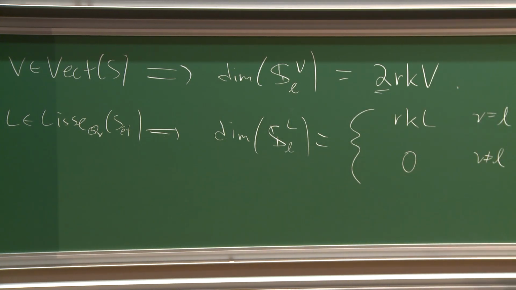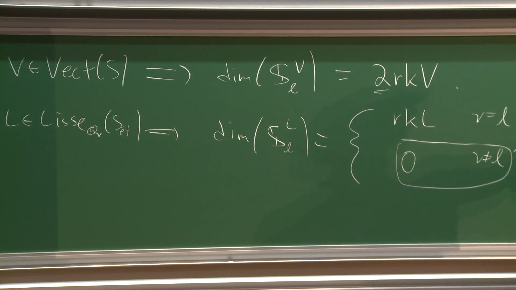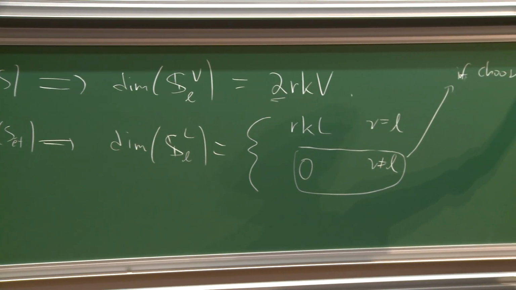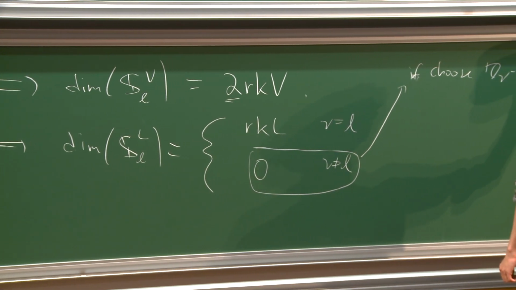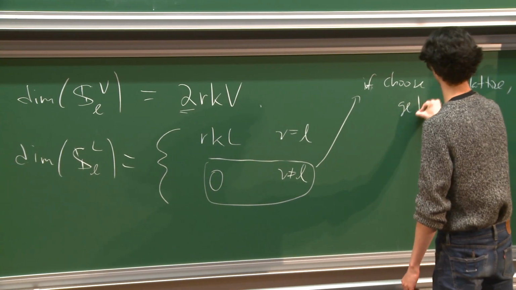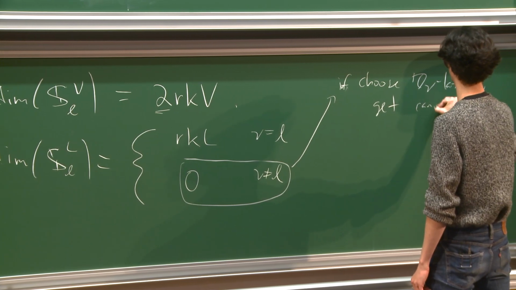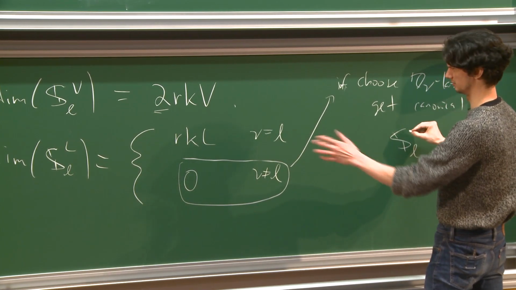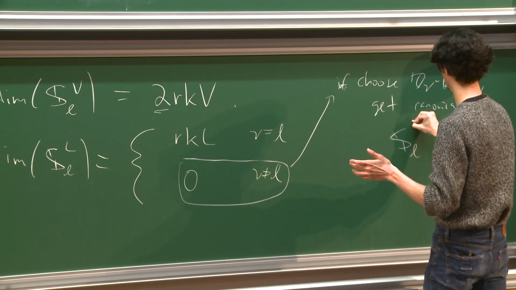And in fact, in this case, if you choose a Z_ν lattice, you get a canonical trivialization of the whole sphere.